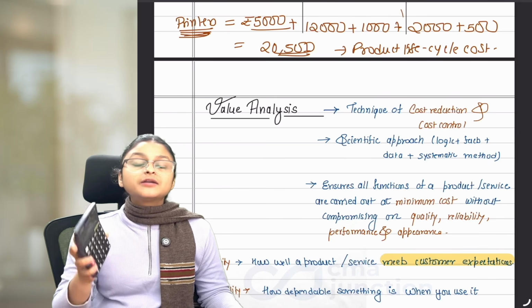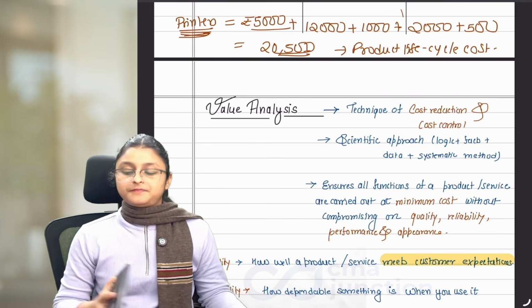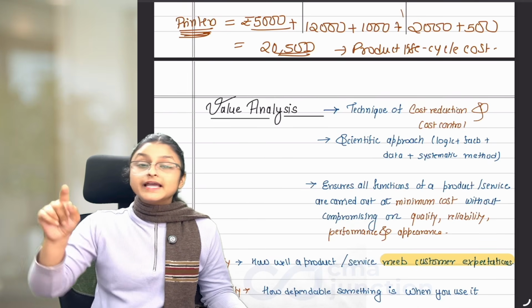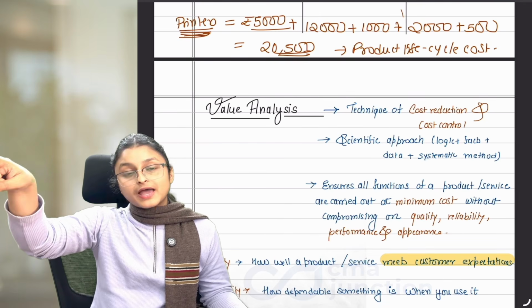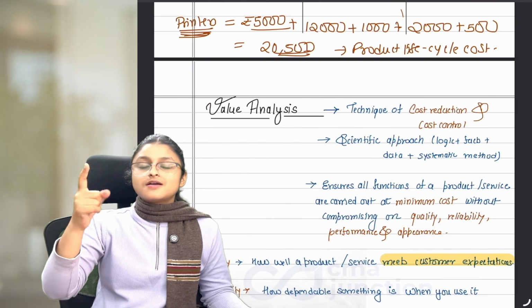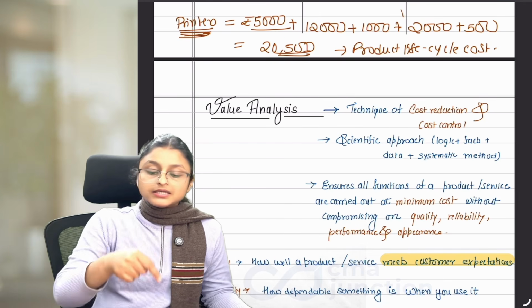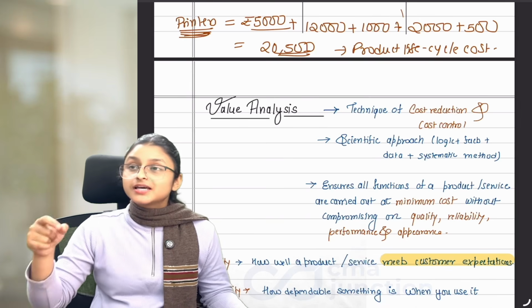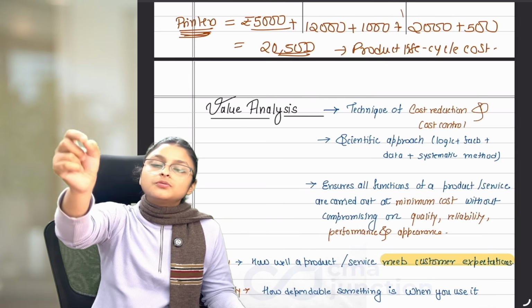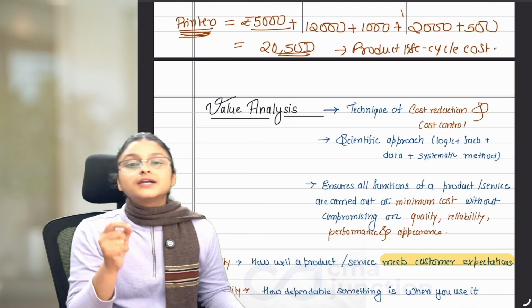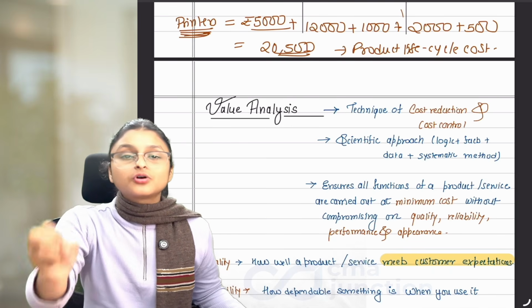The reliability, that means your product should be dependable. For example, I know that if I switch on the fan, it will work. Why do I know that? Because it has been working for a very long time and I know that if I switch it on, it will work today also. That is the dependability, that you can depend on that product.